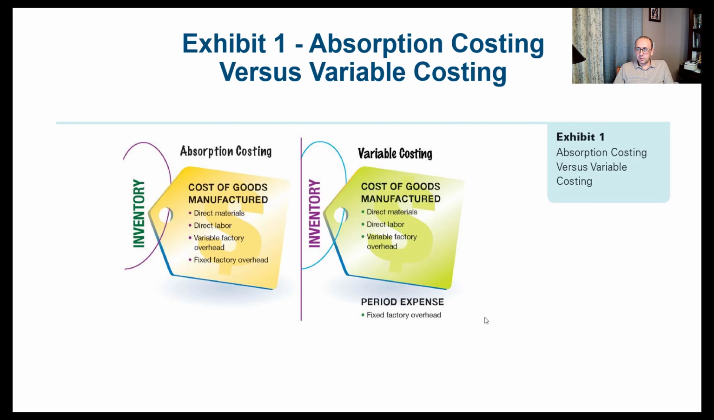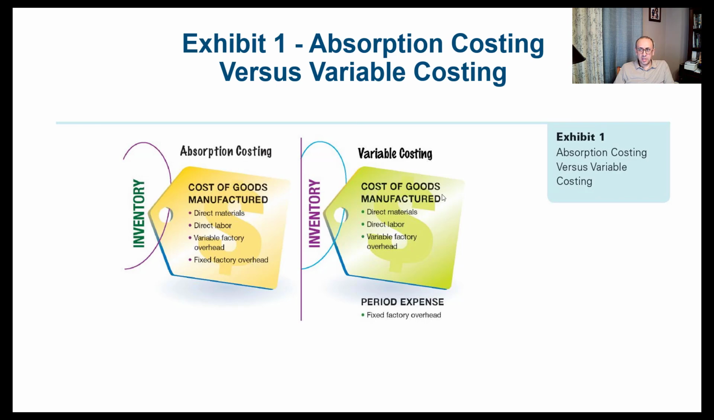So this exhibit here compares absorption costing to variable costing. You see, in absorption costing, the cost of goods manufactured includes direct material, direct labor, and total factory overhead, which includes the variable factory overhead and the fixed factory overhead.